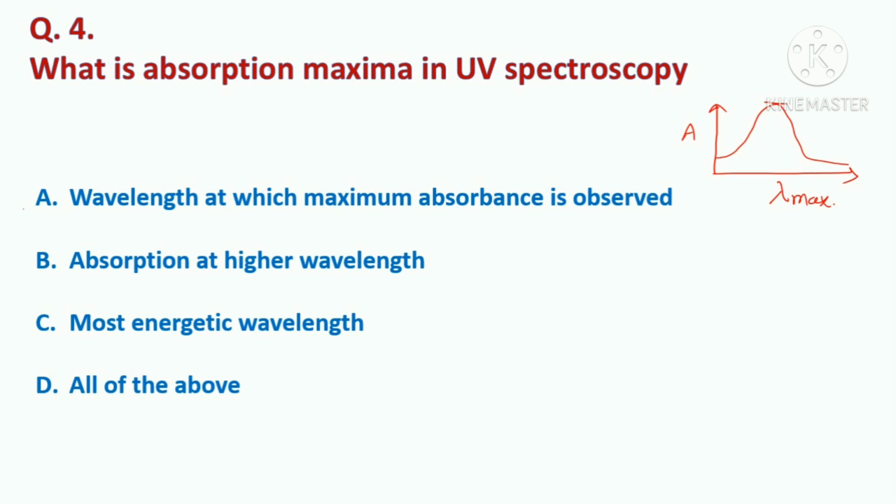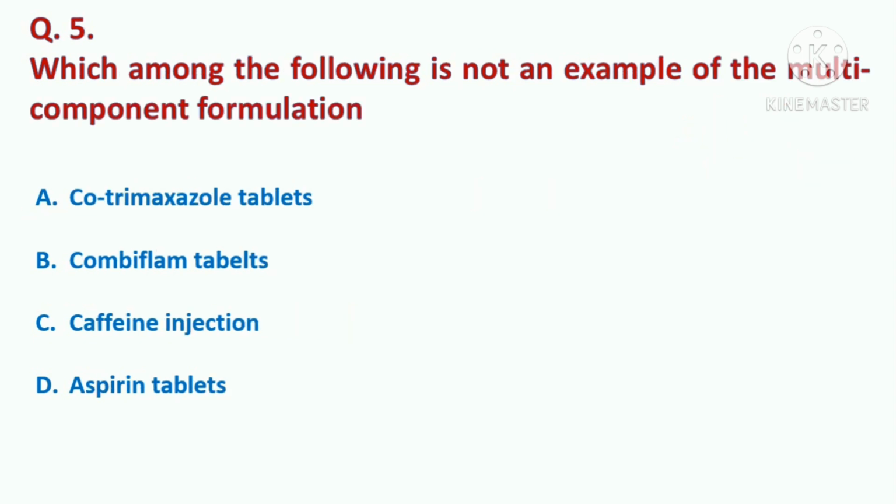So here the correct option is wavelength at which maximum absorbance is observed. Next question, which among the following is not an example of multi-component formulation? So what are multi-component formulations? The formulations which contain more than one component which are absorbing UV radiation in a very significant way.